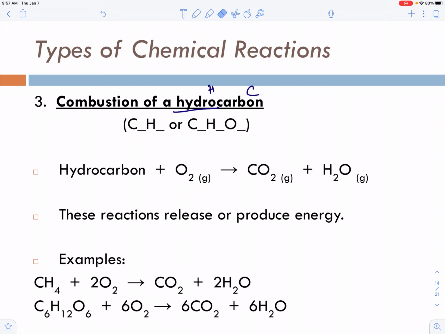A lot of our hydrocarbons will also have other elements. So if there's an oxygen or nitrogen present, those will also be considered hydrocarbons. A hydrocarbon by definition just has a lot of hydrogen and carbons in it. So in order for it to be combustion, it has to have 4 very specific things. There has to be a hydrocarbon of some sort. It has to react with oxygen gas.